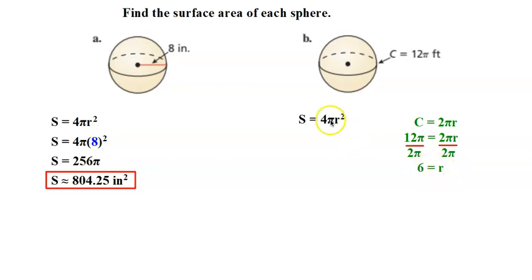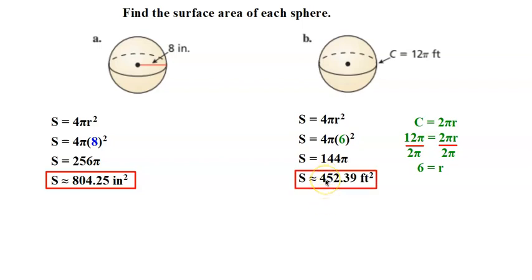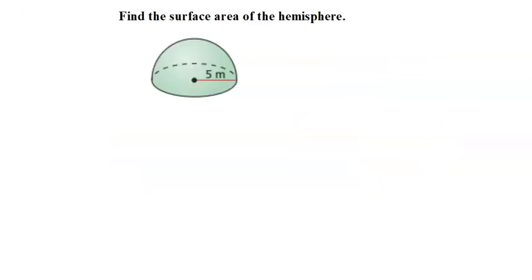So now I can take my radius, I can plug it into my formula. So I have 4 pi times 6 squared. And 6 squared is 36. 36 times 4 is 144. So if I want an exact answer, if I want the answer in terms of pi, there it is. I'm done. If I want it rounded off, it is approximately 452.39 square feet. So not too bad. Pretty easy stuff so far. All right. Here I want to find the surface of the hemisphere, so half of a sphere.